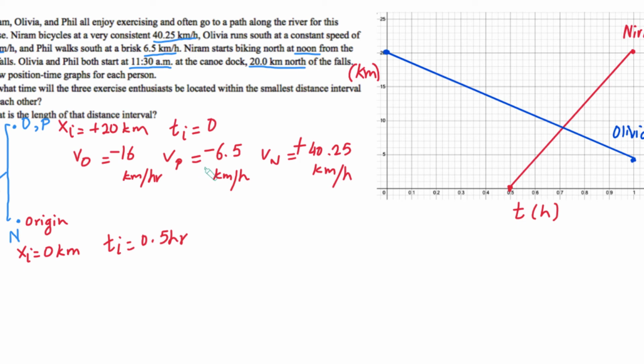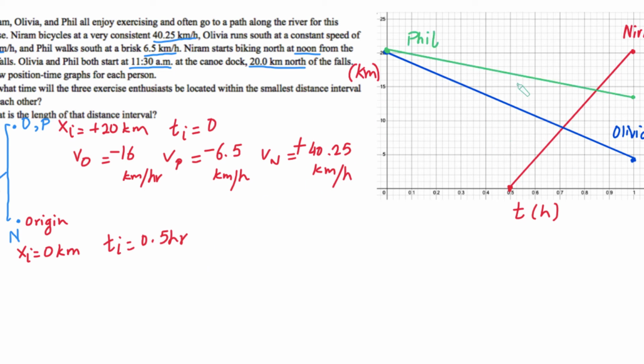For Phil, the starting point is the same as that for Olivia. At 0 time, the initial location is 20 km. Slope for Phil is negative 6.5 km per hour. So a drop of 6.5 would be around here per hour. So the run along the horizontal axis would be here, joining these 2 points.